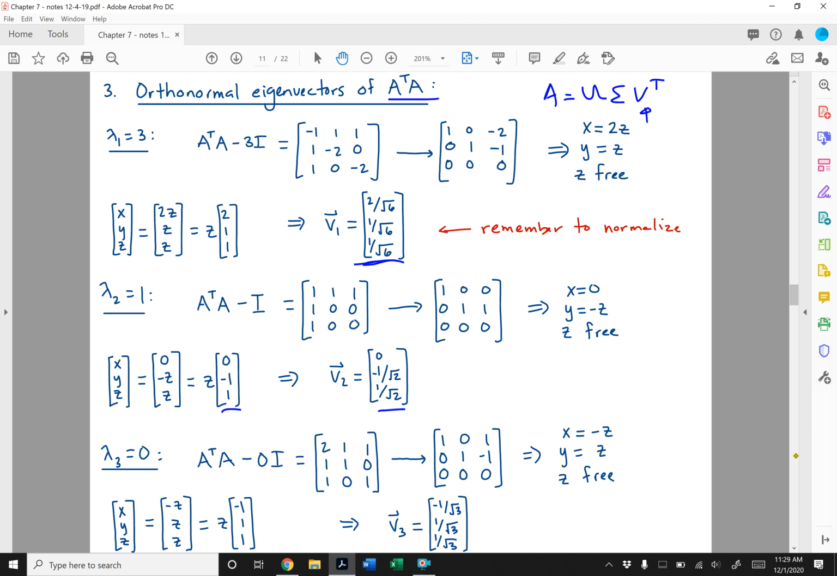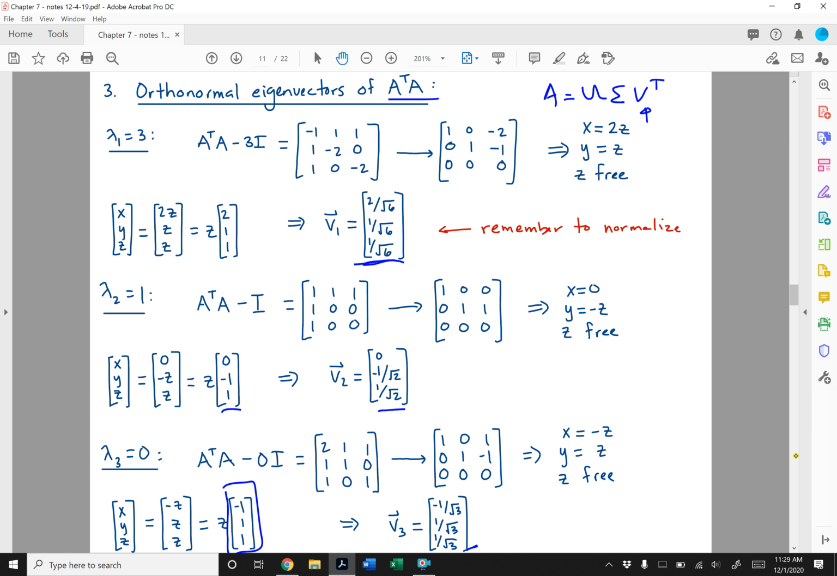And for 0, if we subtract 0 from the diagonal, we just have the matrix itself. We row reduce and find the null space, and we get this vector, but we have to divide by its length, so we get this one. So now we have 3 vectors. They correspond to the 3 eigenvalues, the 3 singular values.